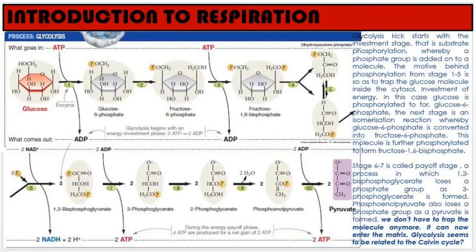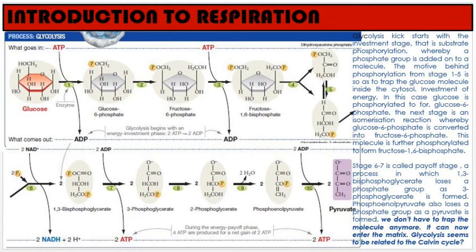Krebs cycle, which is also known as the citric acid cycle, and also the TCA cycle. Those are the other names referring to basically the same thing. And lastly, the wonderful process known as the electron transport chain.